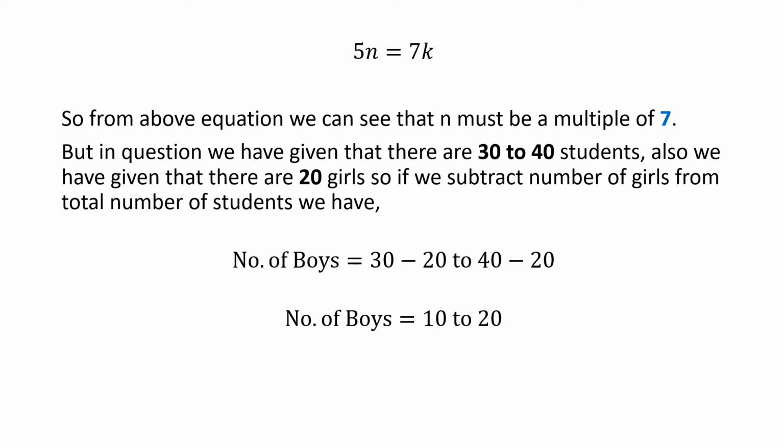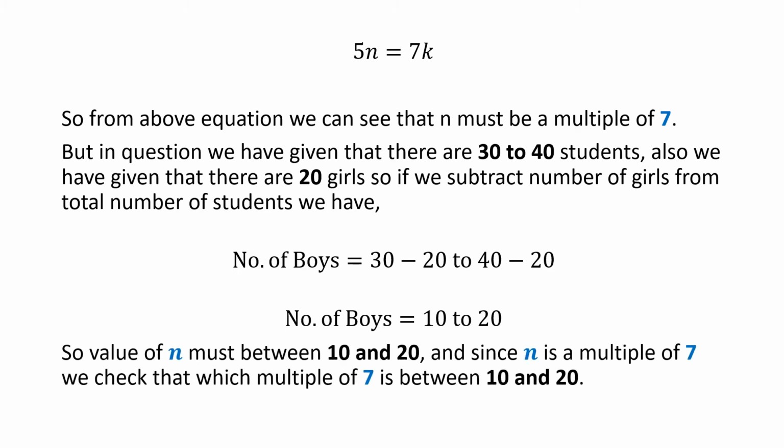But in the question it is given that there are 30 to 40 students, and also that there are 20 girls. So if we subtract the number of girls from the total number of students, we have the range for the number of boys, that is 10 to 20. Since n is the number of boys, the value of n must lie between 10 and 20, and we know that n is a multiple of 7, so we can check which multiple of 7 is between 10 and 20.